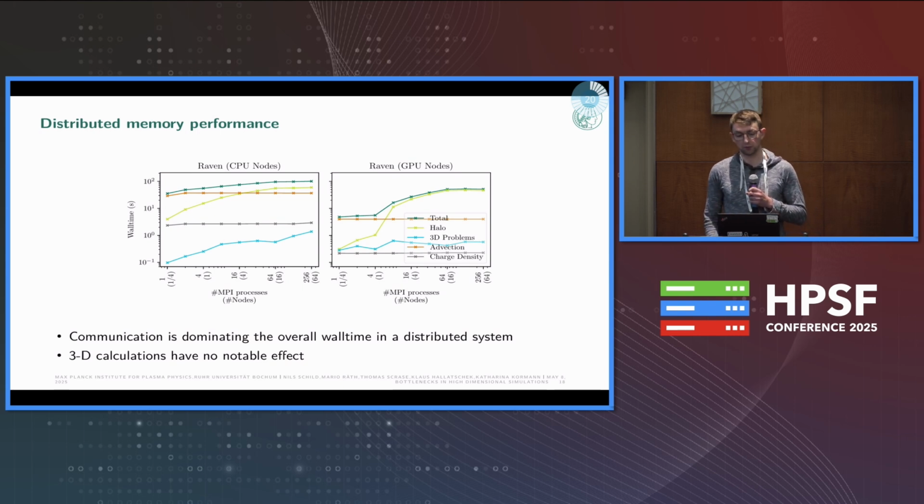So the distributed memory performance looks as follows. In the optimal case, we would get a nice flat curve, which is unfortunately absolutely not what we see. The first thing that we can say is, okay, at least the lower dimensional problems are not problematic. So we see down here the reduction of the charge density and the Fourier transform, where we don't see a lot of impact.